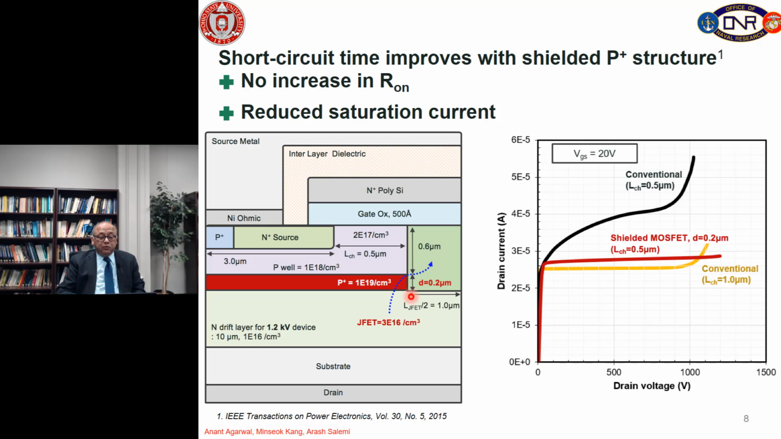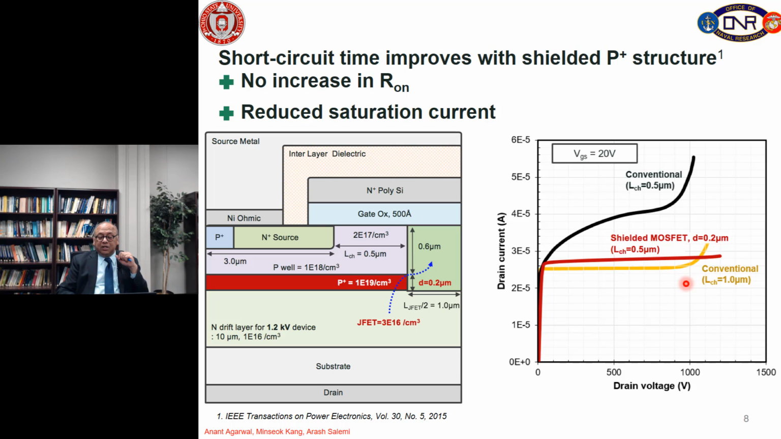So, the thickness here is 0.2 micron, and here is the conventional structure with 0.5 micron channel length at 20 volts. You can see the current goes up very rapidly with drain voltage, but if we use the shielded structure with D equals 0.2 micron and channel length of still 0.5 micron, we have not changed the channel length. You can see you can suppress the saturation current by a factor of 2 right here. That means your heat dissipation is reduced by a factor of 2. That means your short circuit time has increased by a factor of 2.